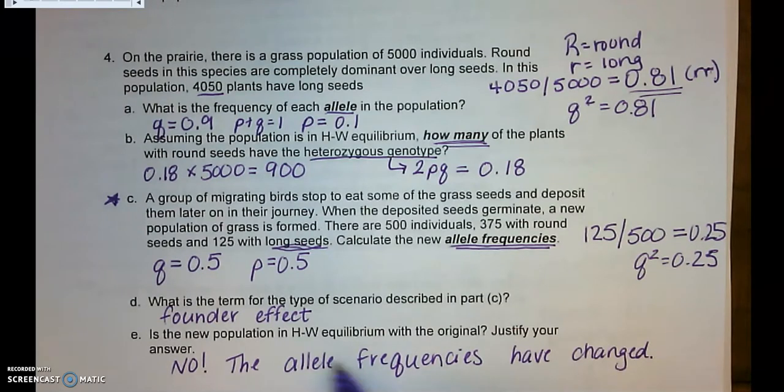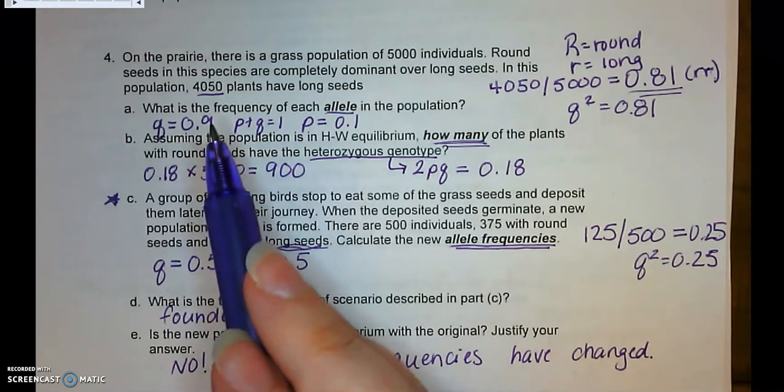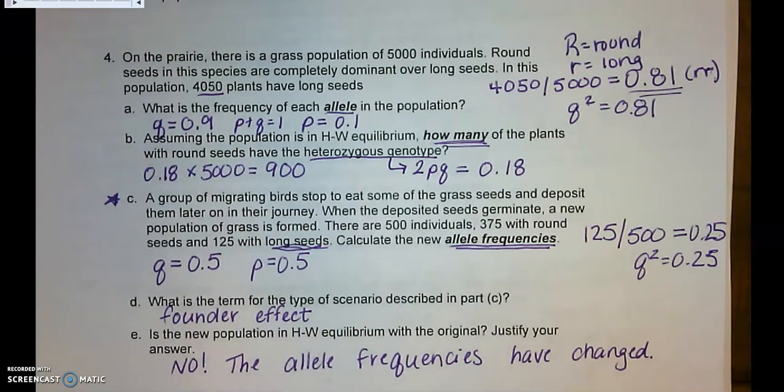So in our last question here, is this in equilibrium? That's a simple no. We know it's not in equilibrium because look at our allele frequencies. They have changed. Anytime you have allele frequencies change from one population to the next, it is not in Hardy-Weinberg equilibrium, which means the population is evolving. I hope that was helpful.